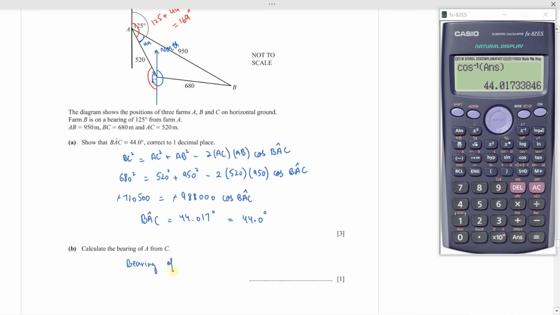Bearing of A from C will be 180 up till this point. So this angle is 180, the green one. So 180 plus this red angle, which is 169. So this will give you the total bearing. So 180 plus 169, 349 degrees is your bearing of A from C.